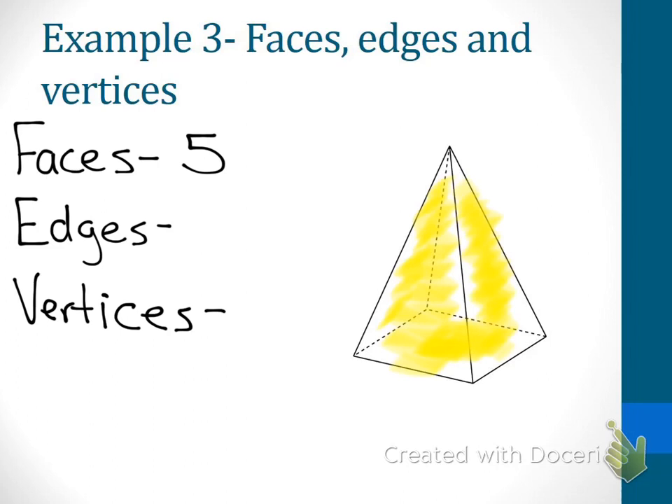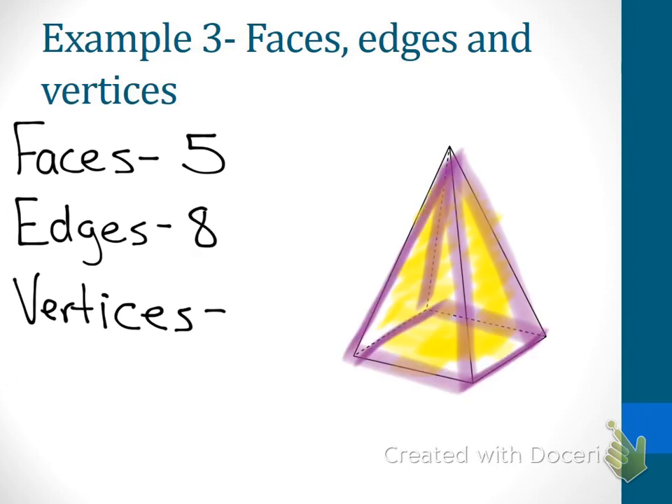How many edges? 8. 3, 4, 5, 6, 7, and 8. Very good. How many vertices? 1, 2, 3, 4, 5. All right. Did anybody get all 3 right? Okay. If you understand that, that's everything you need to know for 12.1.